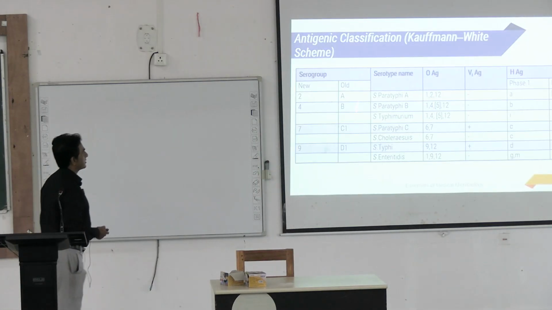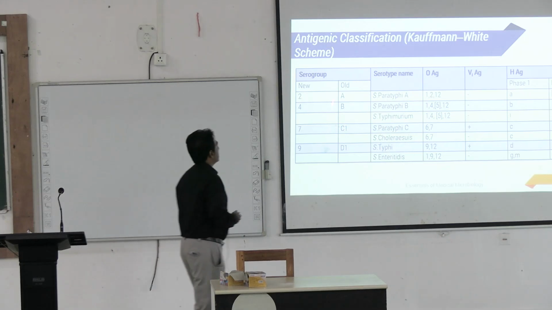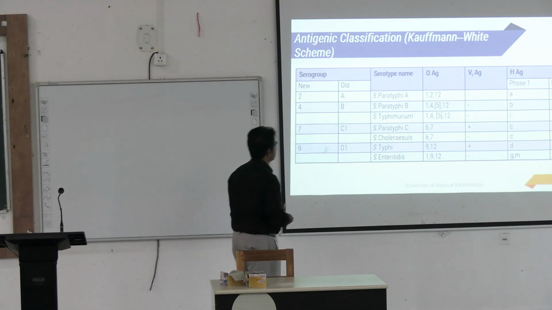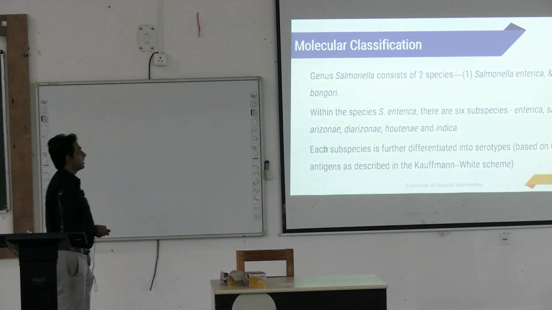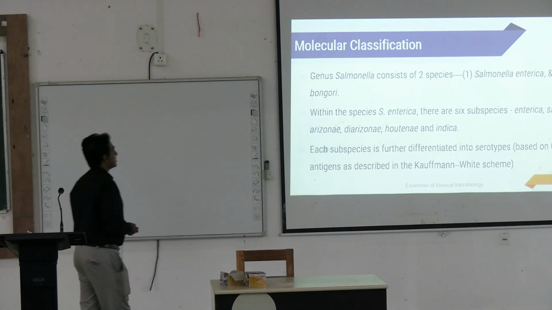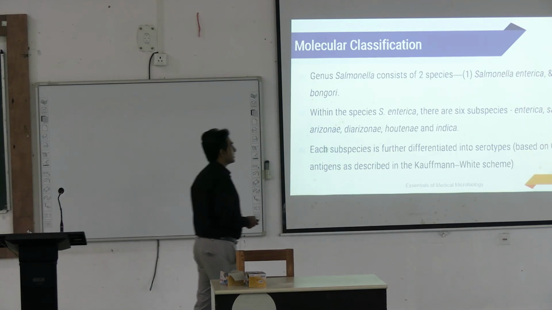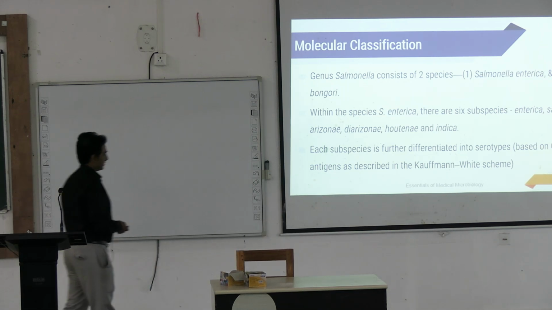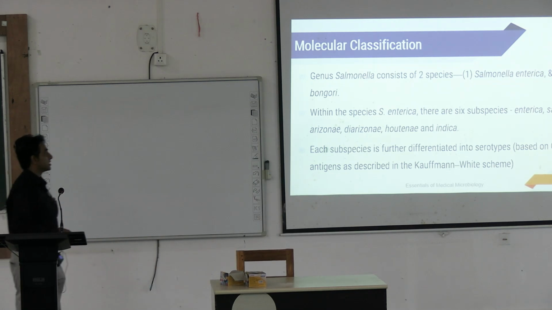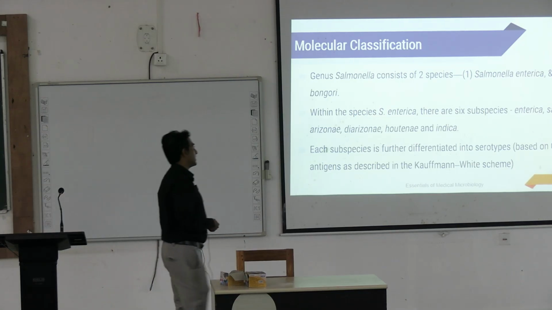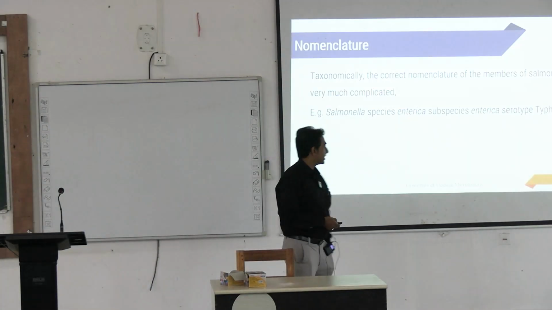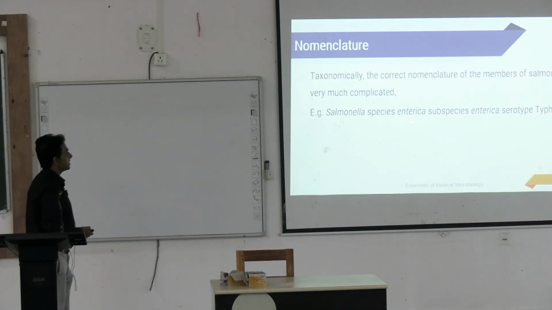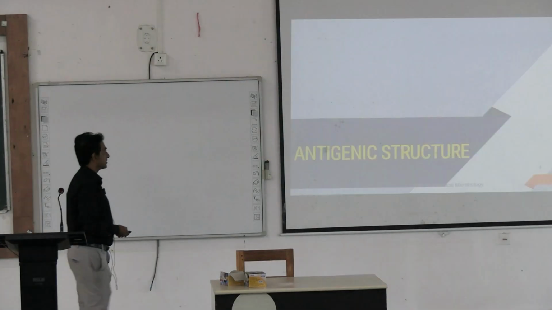According to the antigenic classification, the Kauffman-White scheme, the serogroups and serotypes were divided based on the O, Vi and H antigens. Genus Salmonella consists of two species, Salmonella enterica and bongori. Within the species enterica, there are 6 subspecies: enterica, salamae, arizonae, diarizonae, houtenae and indica. Each subspecies is further differentiated into serotypes based on O and H antigens as described in the Kauffman-White scheme. Taxonomically, the correct nomenclature will be Salmonella enterica, subspecies enterica, serotype typhi.